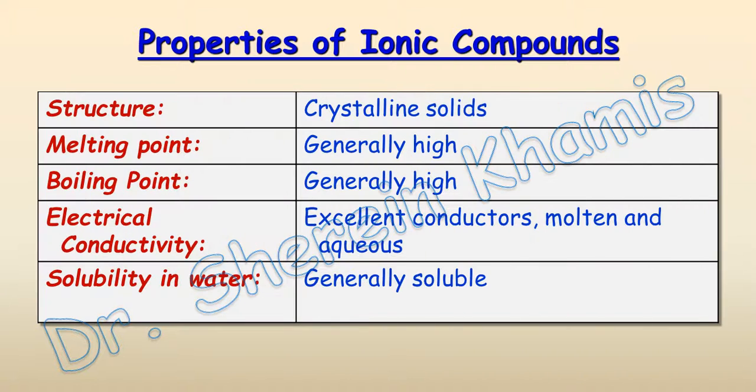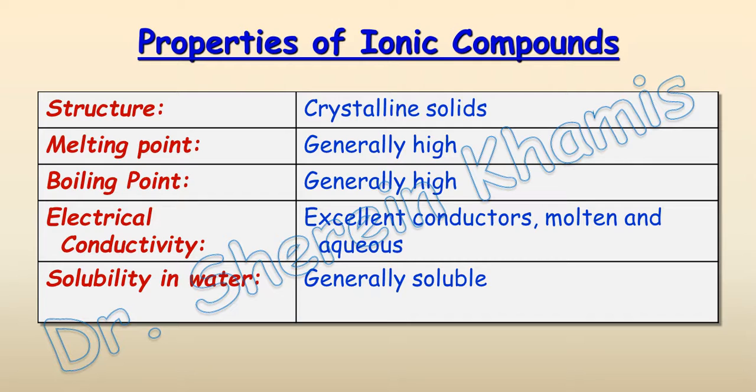What are the properties of ionic compounds? We have a crystalline solid, so all of them are in the solid or crystalline state. Also, they have a high melting point, generally high compared to other kinds of compounds. The boiling point is also high, as the melting point is high. And for electrical conductivity, they are excellent conductors, molten and aqueous.